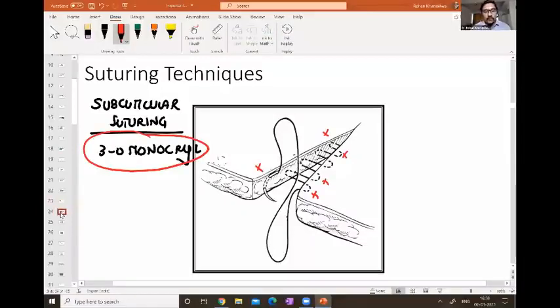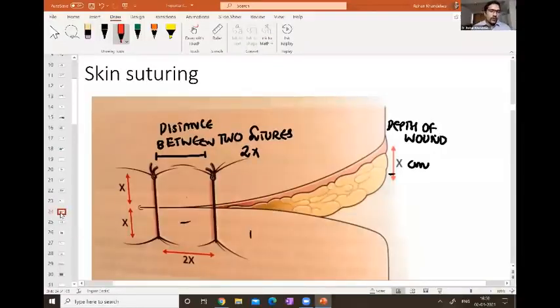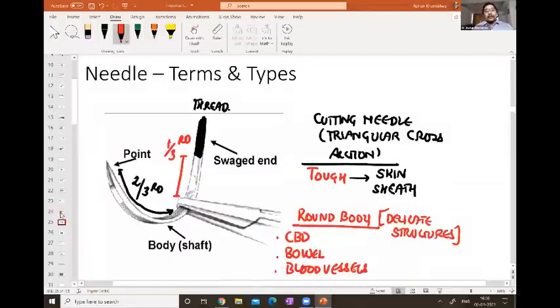Another important image from Bailey is regarding skin suturing. If the depth of the wound is X centimeters, then the distance between 2 sutures should be 2X. Distance between 2 sutures is 2 times the depth. Whereas the bite on each side we take is X. So this is another image from Bailey which you should know about. This has also been asked in the FMG exam.